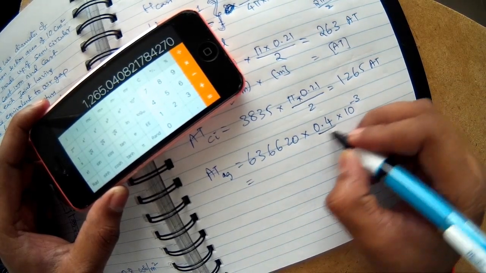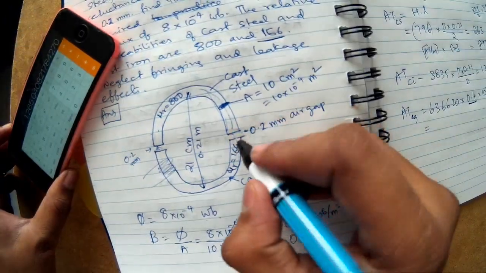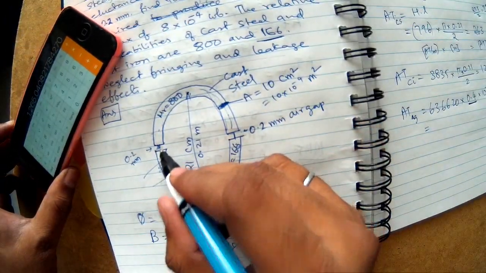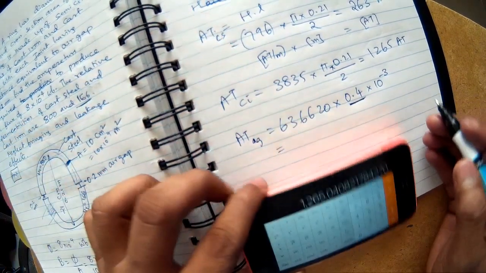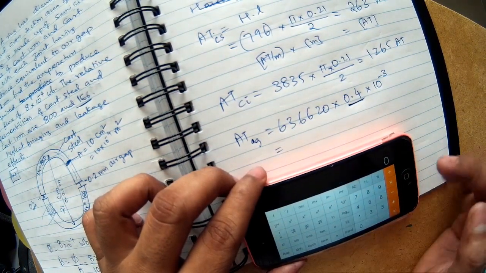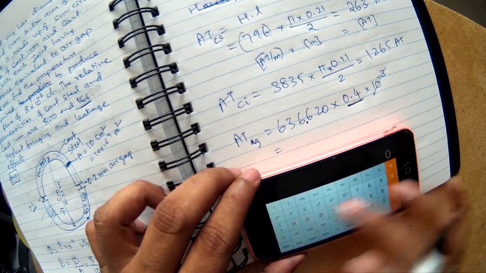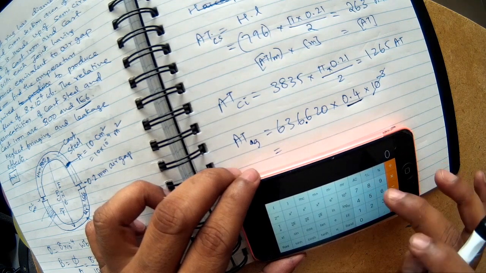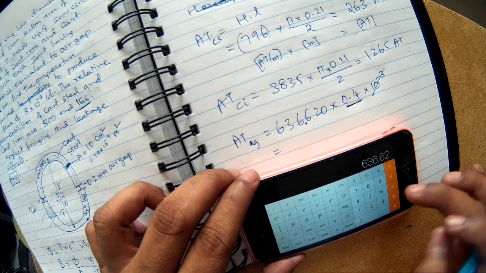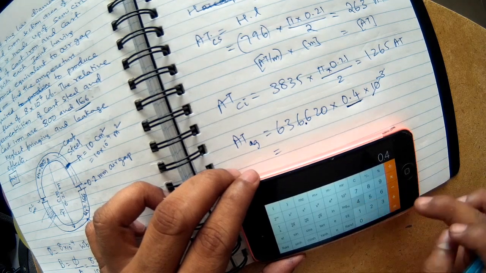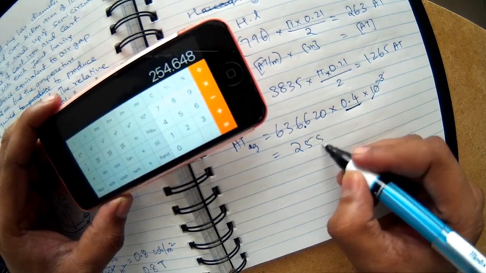Now just to explain why I have taken 0.4 mm: there are two lengths. One length is 0.2 here, another length is 0.2 here. Together it is 0.4 mm. So let's calculate this. With 10 power minus 3, I'll just put a decimal point here. So I get 636.62 multiplied by 0.4. So that is 255 ampere turns.